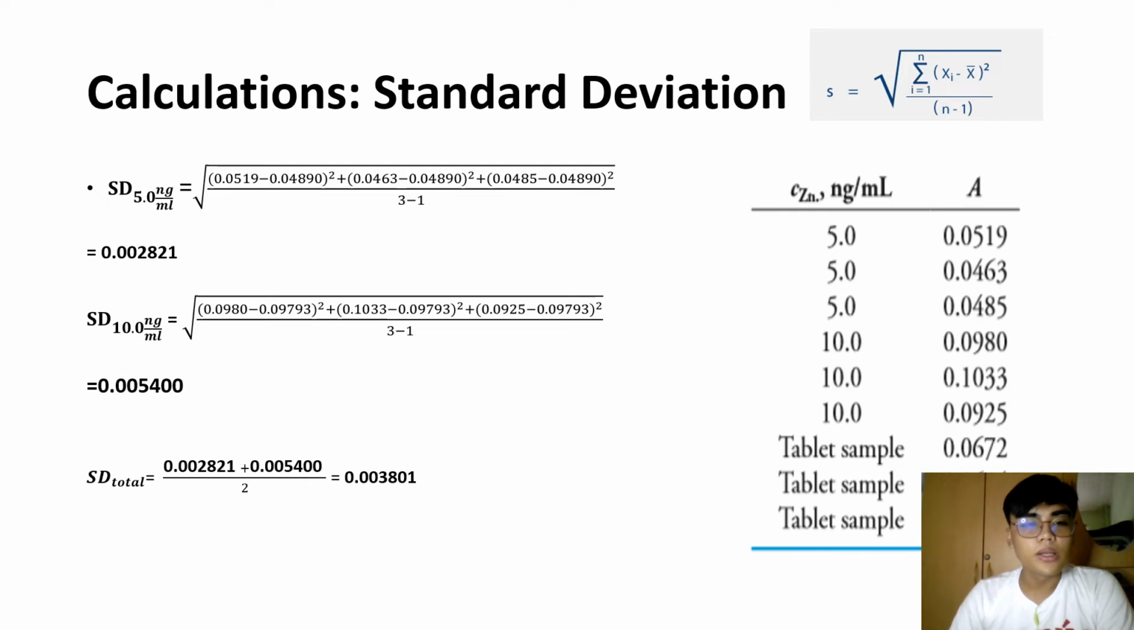0.005400. So for the total standard deviation, we're going to add the standard deviation from 5.0 nanogram per milliliter and 10.0 nanogram per milliliter divided by 2. So we have 0.002821 plus 0.005400 over 2 is equal to 0.003801.